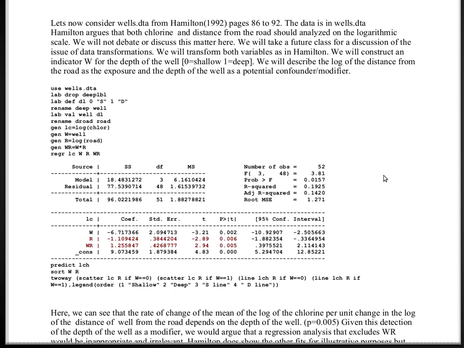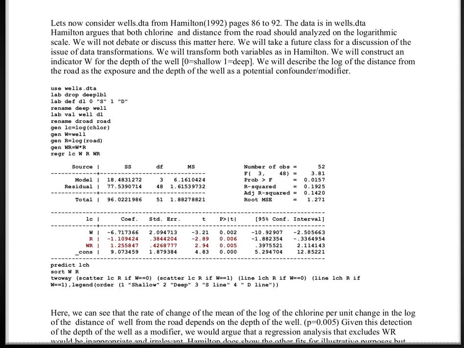I guess this was an American study, so it was done in miles. Now it turns out that Hamilton and the researchers that conducted this work determined that both the chlorine level and the distance from the road should be analyzed on a logarithmic scale. Again, this could be explored directly, and I've included the data as wells.dta so you could try this. If you look at the study of the relationship between chlorine and distance from the road, without the transformation, you'll see very quickly that there are issues.